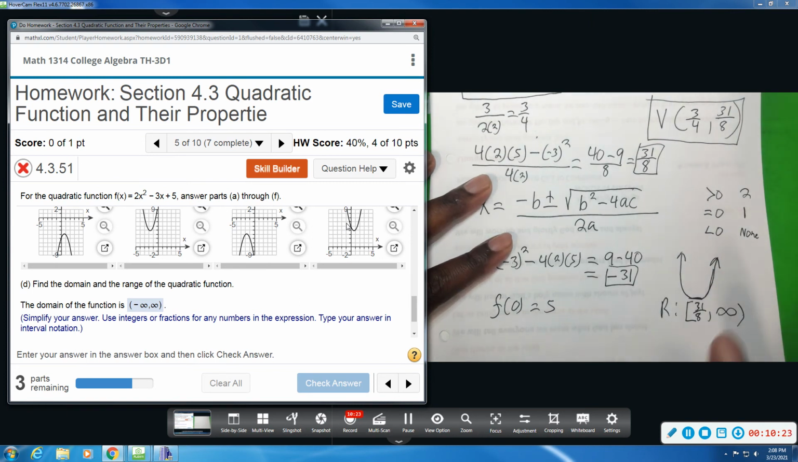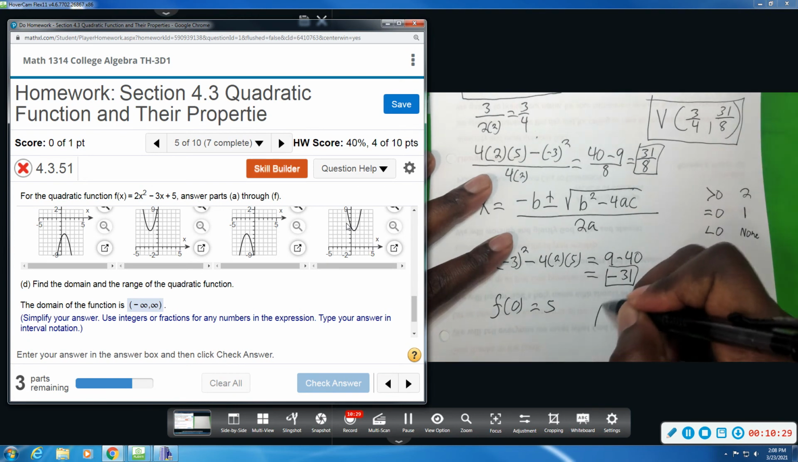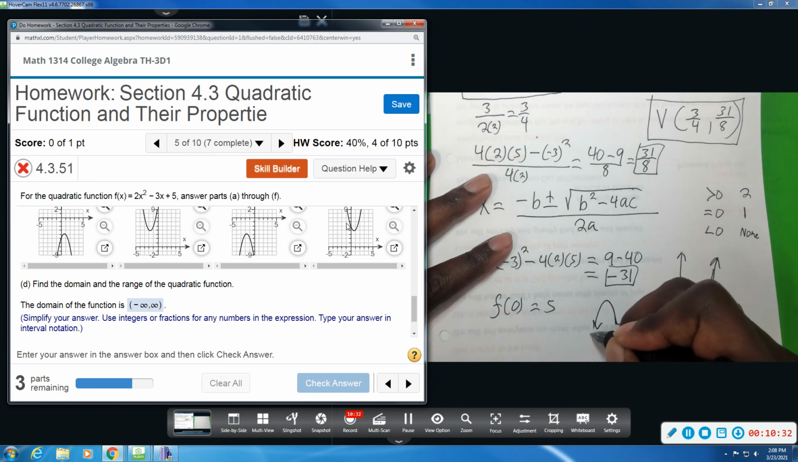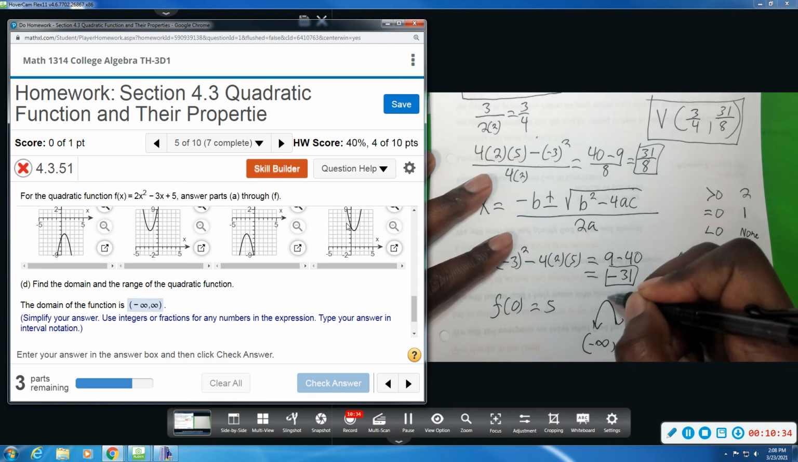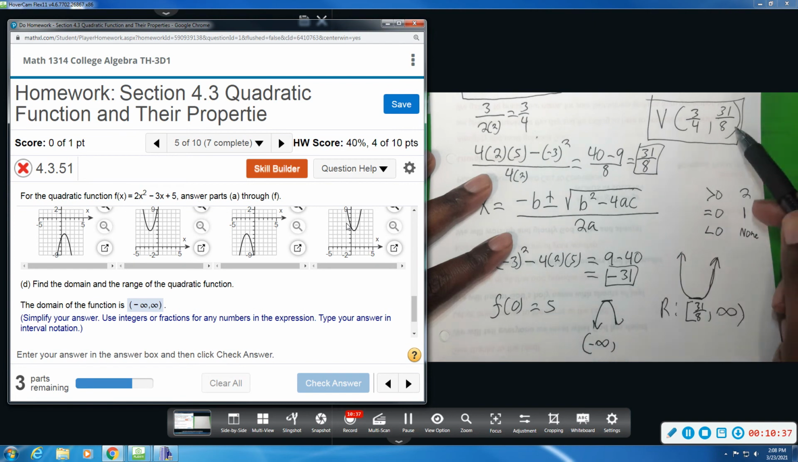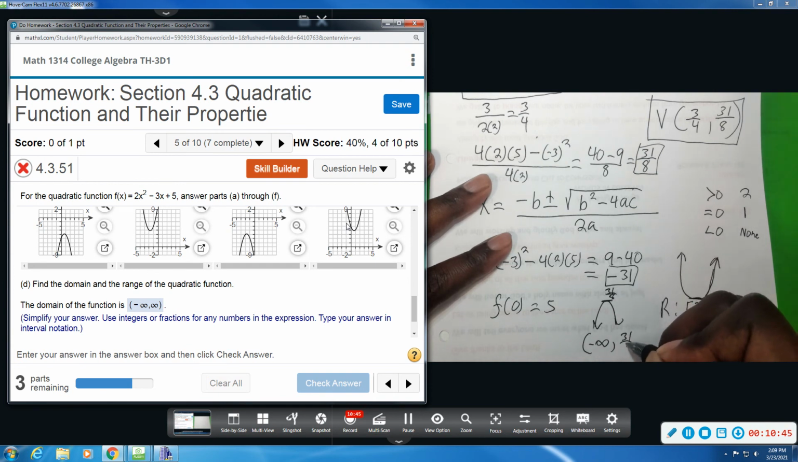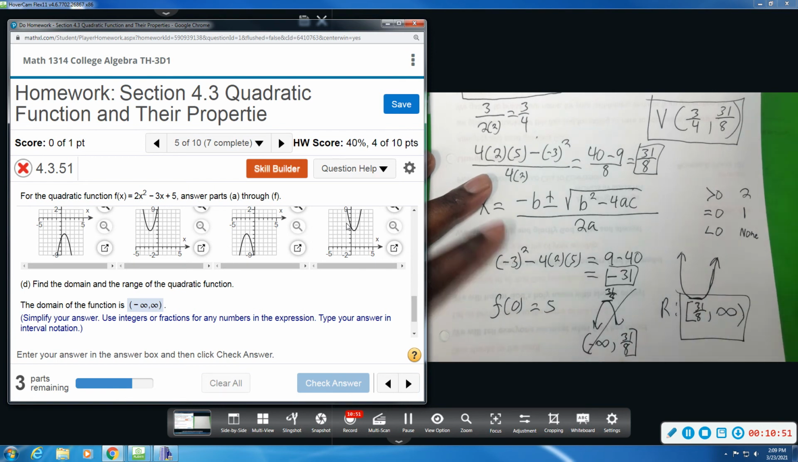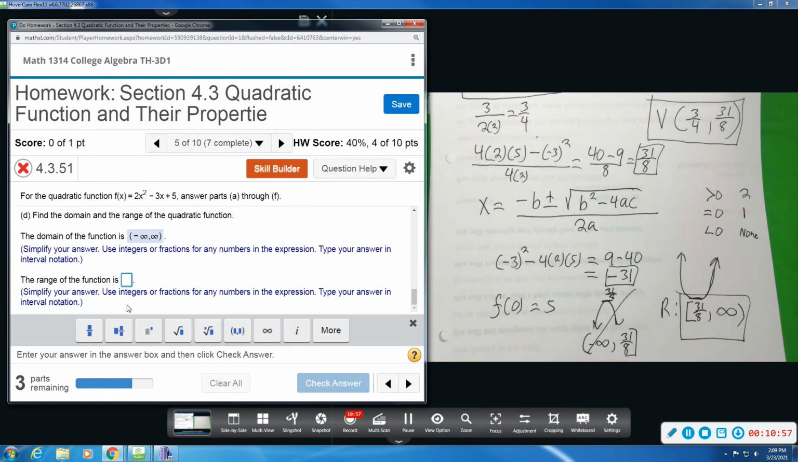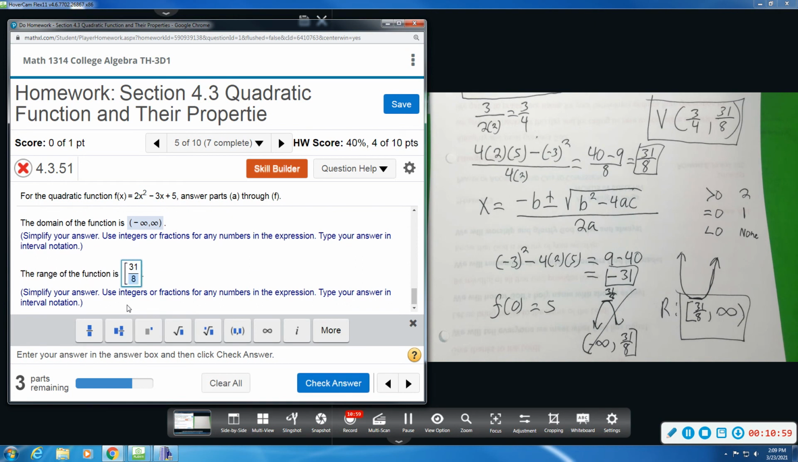It all depends on if your graph is opening up or down. If your graph was opening downward, your low point would be negative infinity, and then it would come up to whatever your high point is, again, your vertex. So if this was just flipped around, and this was 31/8, then we would come up to 31/8. But this is not the case. This is our case here, so we want this to be our range: 31/8 in a bracket, going all the way to positive infinity.